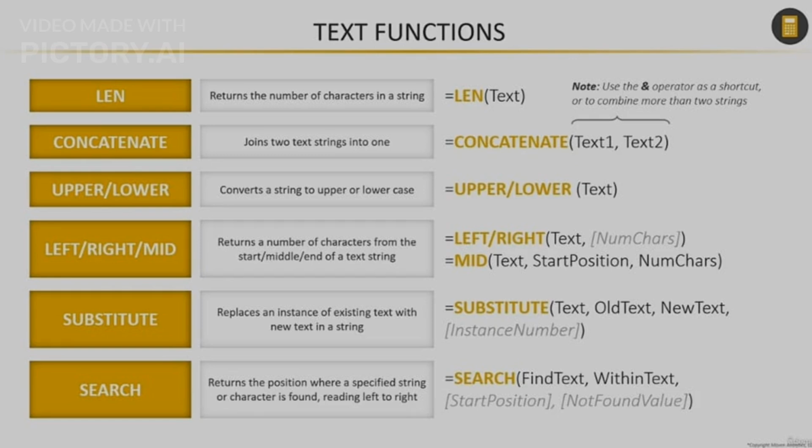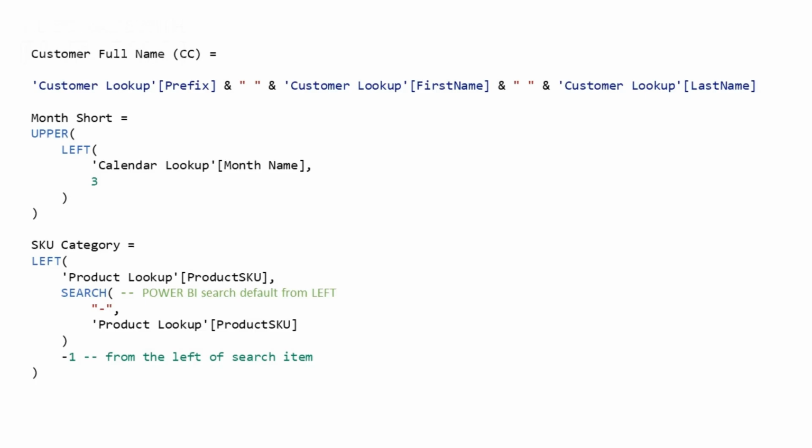Text functions in DAX include LEN, CONCATENATE, UPPER, LOWER, LEFT, RIGHT, MID, SUBSTITUTE, and SEARCH. These functions help in manipulating text strings within your data. Text functions can be used to create full names, abbreviate month names, and categorize SKUs. For example, you can concatenate first and last names or convert month names to uppercase.